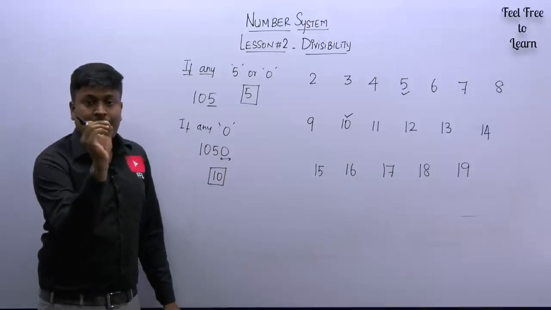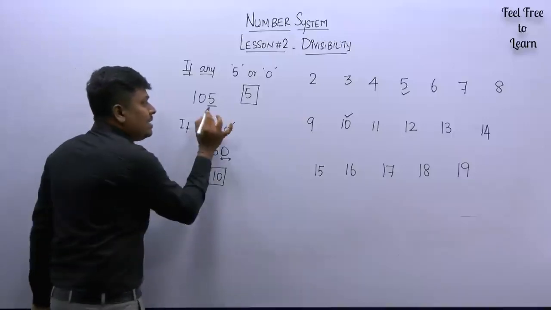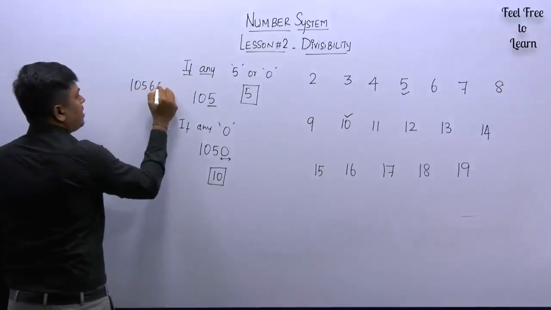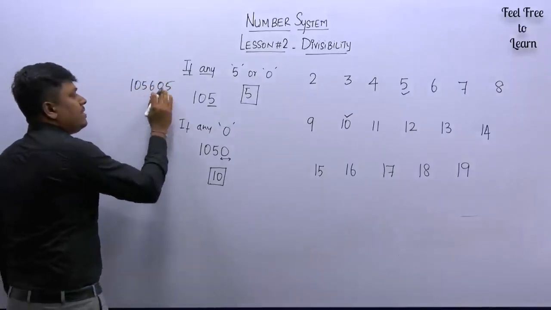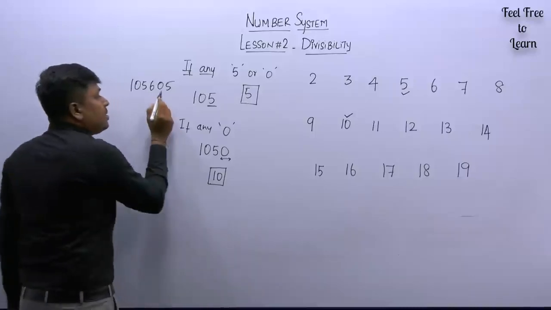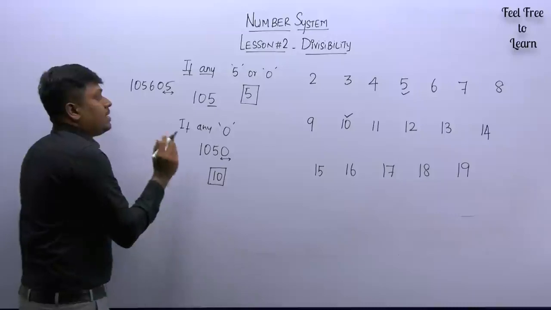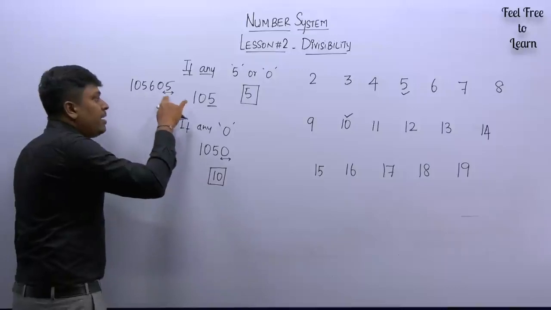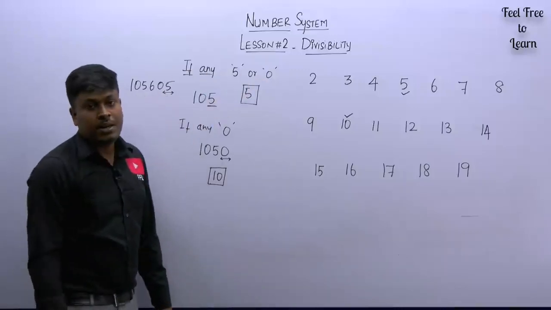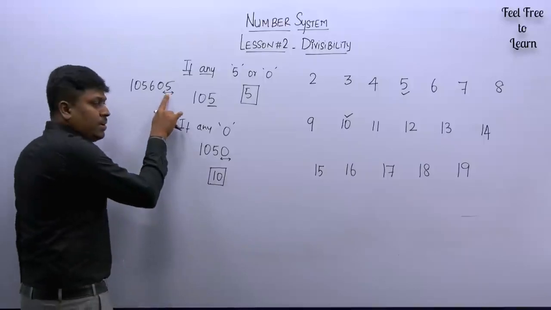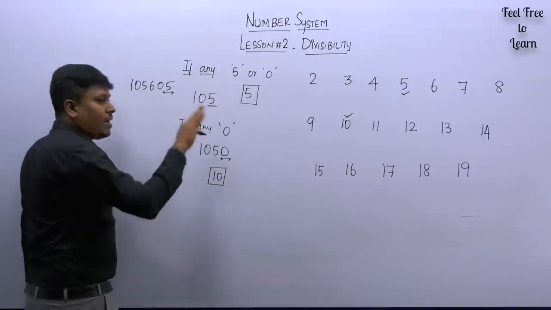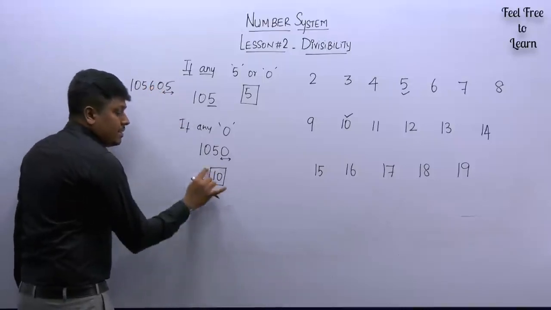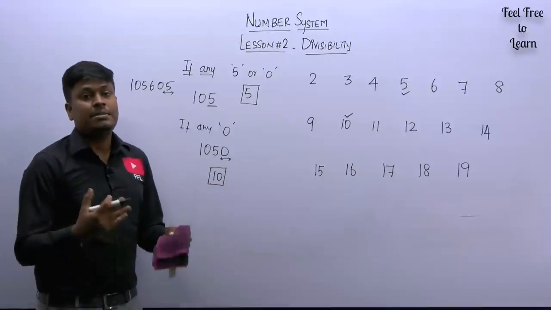So for number 5, look at the last digit of the given number. It can be any number, 5 digit or 6 digit. Just see, 105605. If they have given a number like this, just look at the last digit of the given number. The last digit is 5, so definitely this complete number will be divisible by 5. Got it or not? Similarly, if the last digit is 0, then the same number will be divisible by 5. Or else, if a given number's last digit is 0, then the same number is divisible by 10. So this is called a divisibility rule.